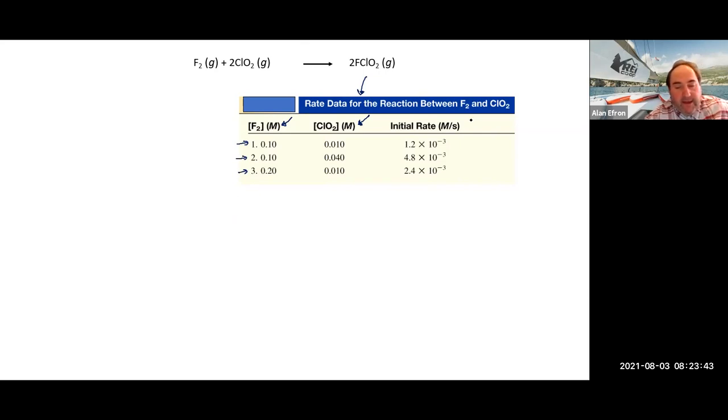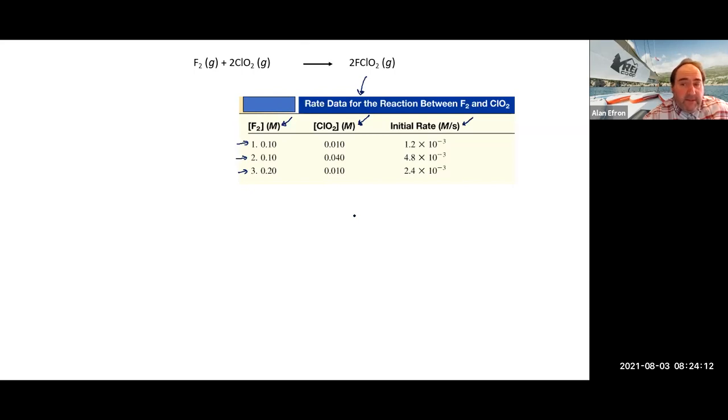And then you'll usually have a column of initial rates. And initial rates are, again, just based off of the one experiment and what's happening for that particular experiment. And those are the 3 pieces of information that you could really use to, as we will do here in just a second, figure out everything about this reaction in terms of the rate law.